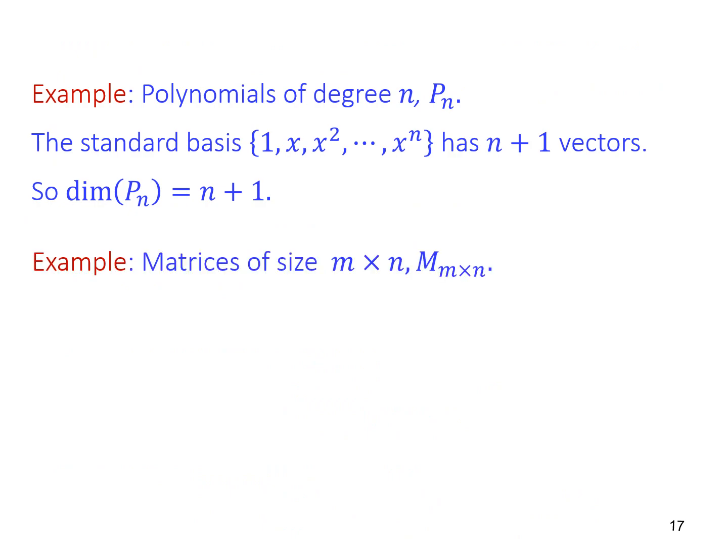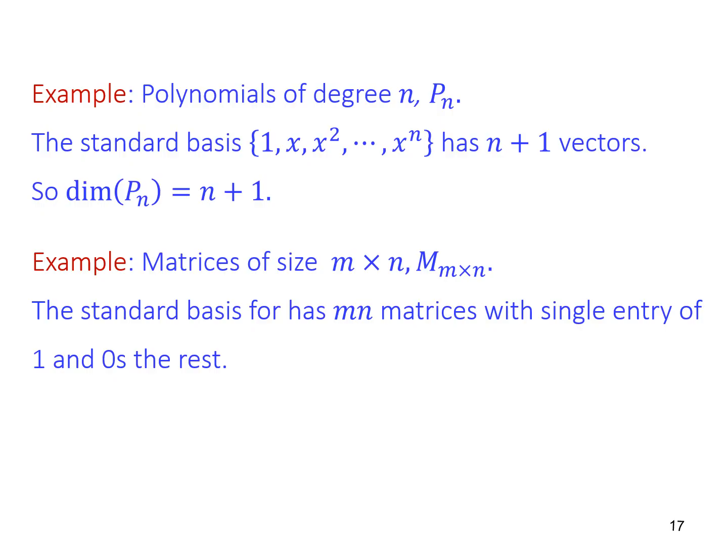For matrices of size m times n, the standard basis for this vector space is all matrices of size m times n such that one of the entries is 1 and the other entries are all 0. And therefore, the dimension of this vector space is m times n.